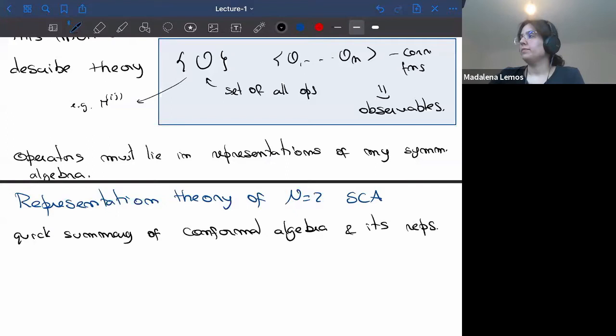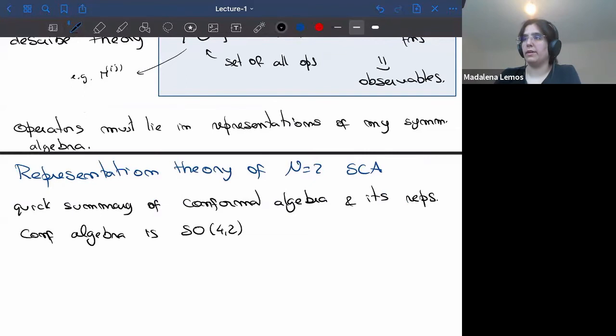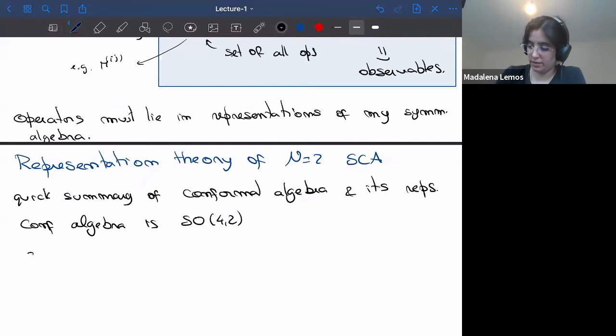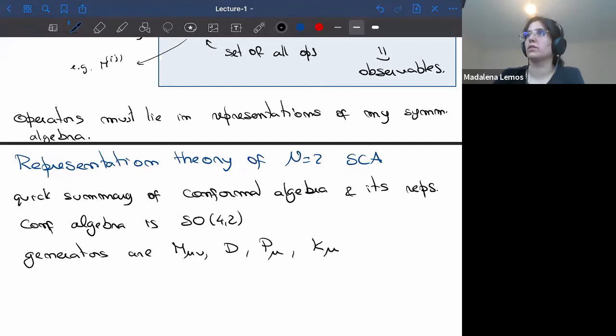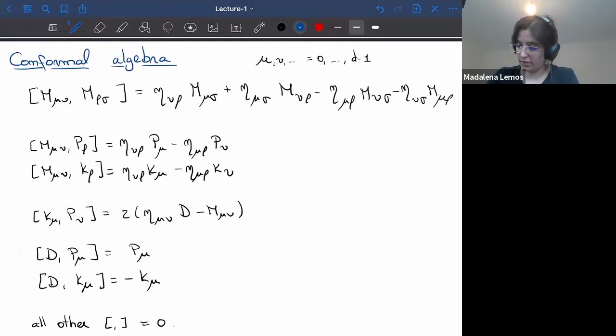Okay, so if I'm in Lorentzian signature, the conformal algebra is SO(4,2). It would be SO(5,1) if I were in Euclidean, and the generators are M, D, P, and K. So the Lorentz algebra, dilatations, translations, and special conformal transformations. And I copy them down here. So the particular details of the expressions are not very relevant, but the thing that comes out of it is, these guys, they generate the Lorentz algebra.